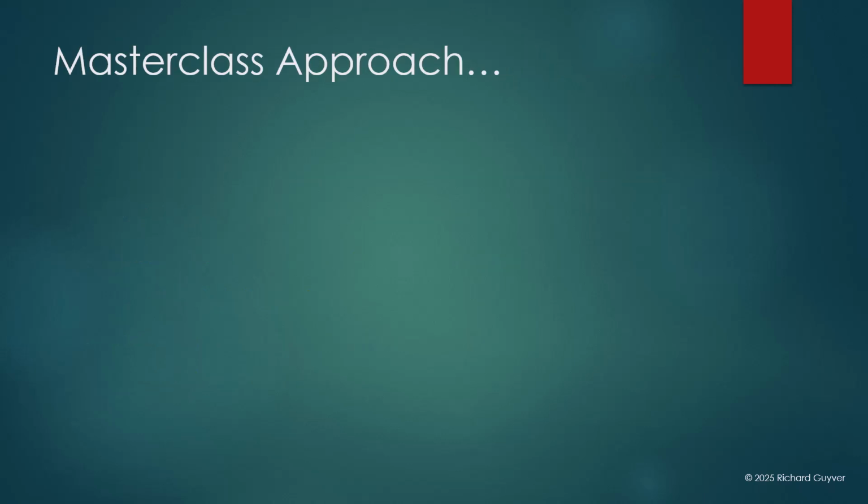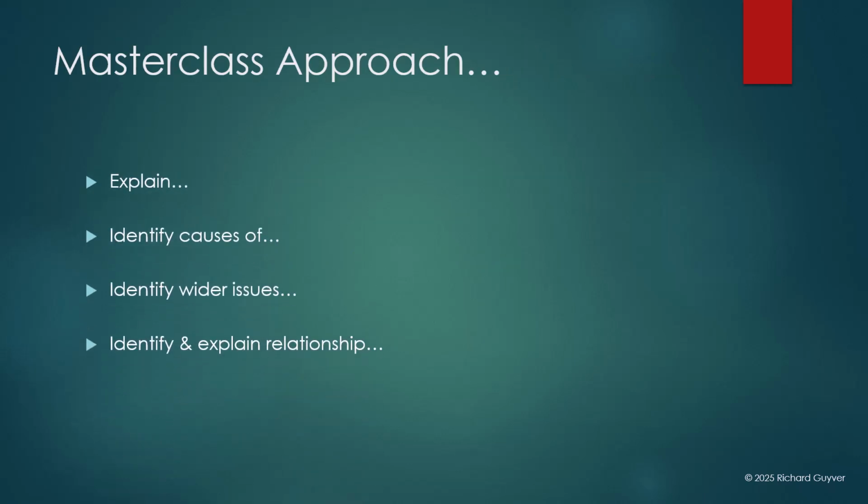So how does this masterclass approach? What I do is I flip it around. We spend some time explaining, making sure we can answer that bit of the syllabus. Then we spend some time identifying the causes of, i.e. taking that from the syllabus, and then identifying the wider issues. And we also spend some time identifying and explaining the relationship. And of course, we spend some time doing the calculations. I leave the calculations to the end for two reasons. One is I think it's easier to get all of these narrative marks, so we do that first. If you can do the top four, you'll find the calculations a lot easier.